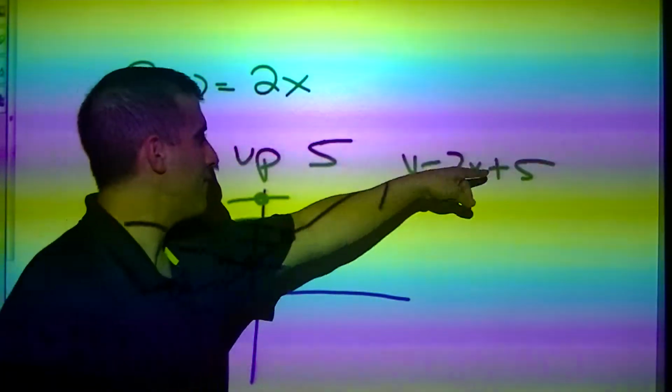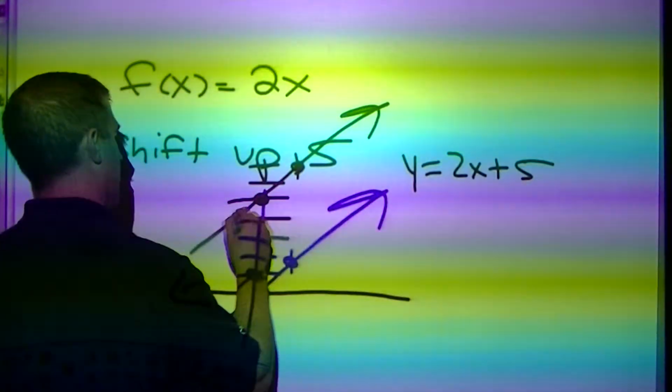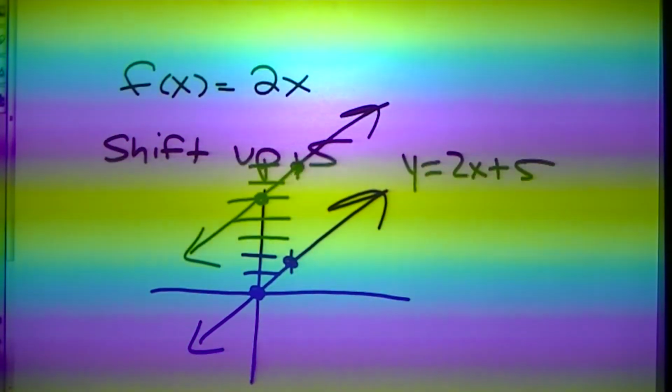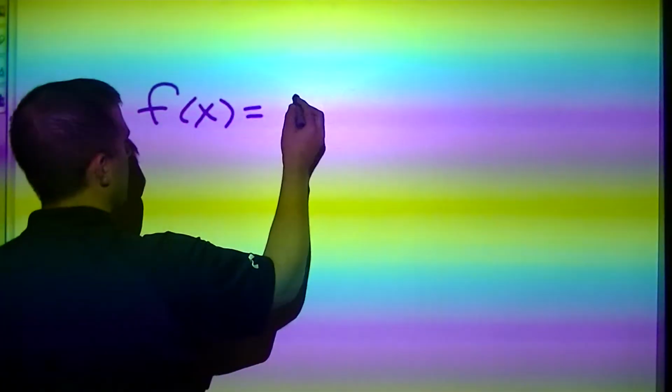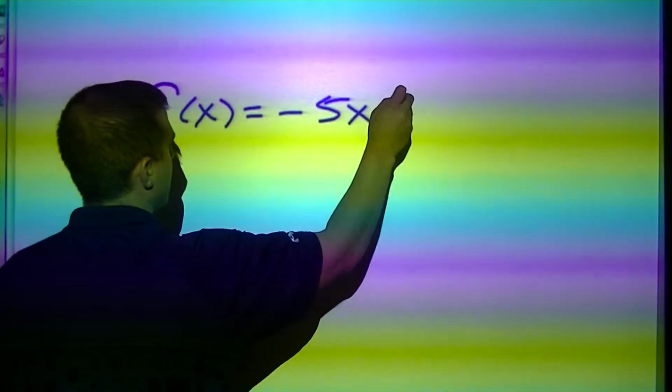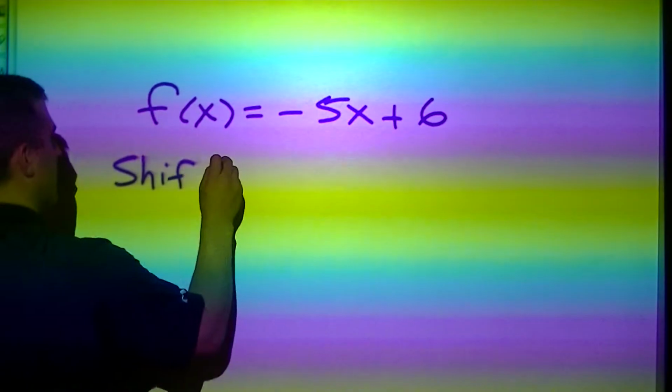So I would start up 5, and now I'm going up 2 over 1. And there's an example of that. Let's say I had another one. Let's say I had f of x equals negative 5x plus 6, and it said shift down 4.